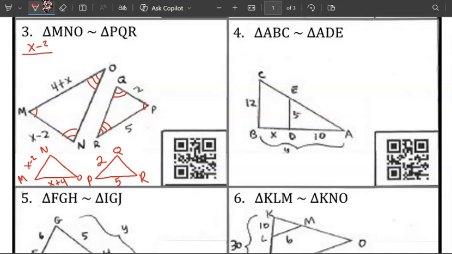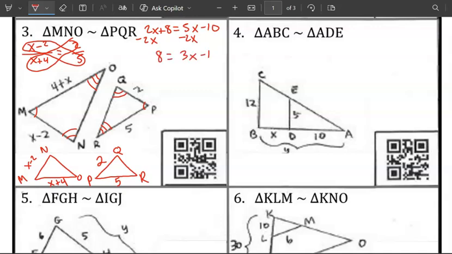X minus 2 over X plus 4 equals 2/5. Let's cross multiply. So then we have 2x plus 8 equals 5x minus 10. Let's subtract the 2x from each side. 8 equals 3x minus 10. Add 10 to each side. 18 equals 3x. Divide by 3 on each side. X is going to equal 6.